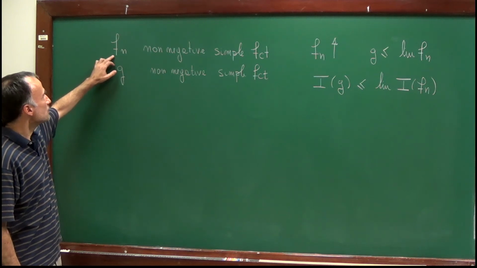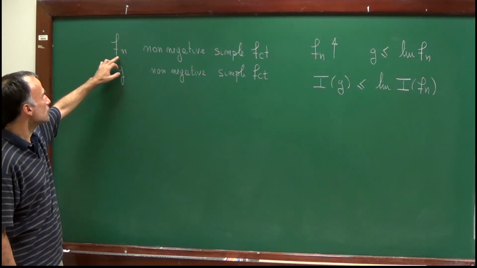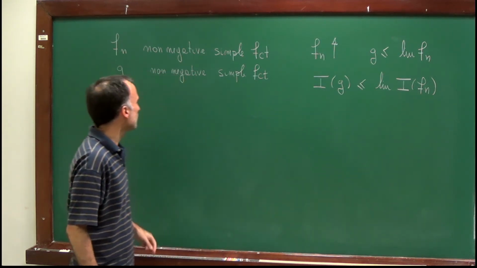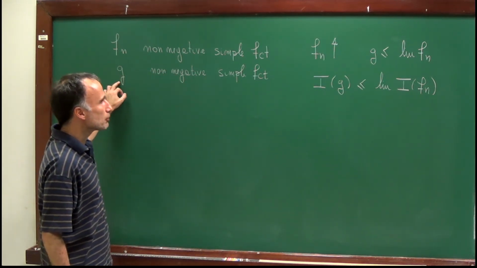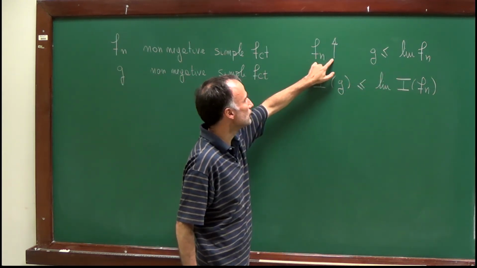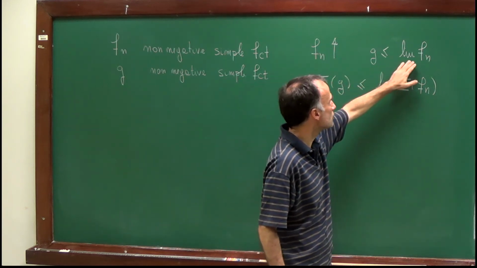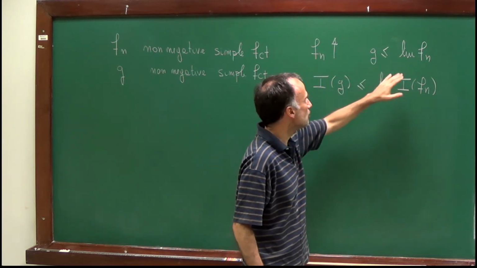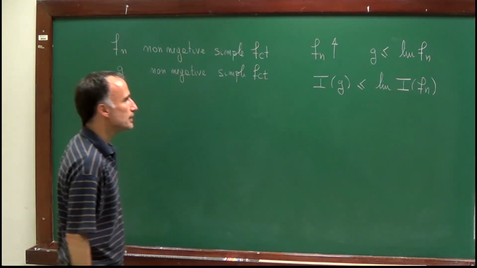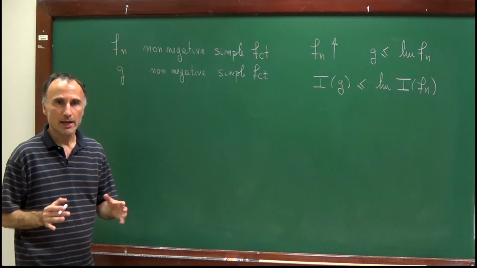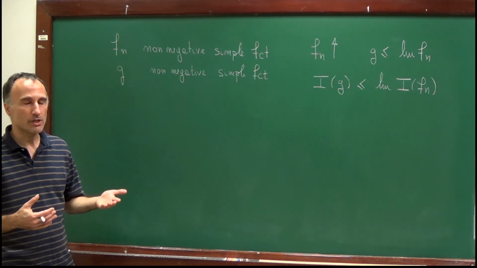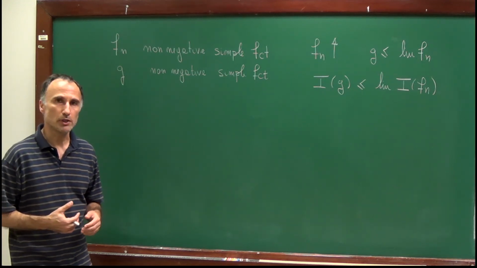that if I have a sequence of non-negative simple functions fn, which is monotone, so it's non-decreasing, and I have another non-negative simple function g, and g is less than the limit of fn, so fn being an increasing sequence, it converges. So let's assume that g is smaller than the limit. I want to prove that I of g is smaller than the limit of I of fn. And the main tool here will be that mu is a measure, and therefore it's continuous from below.